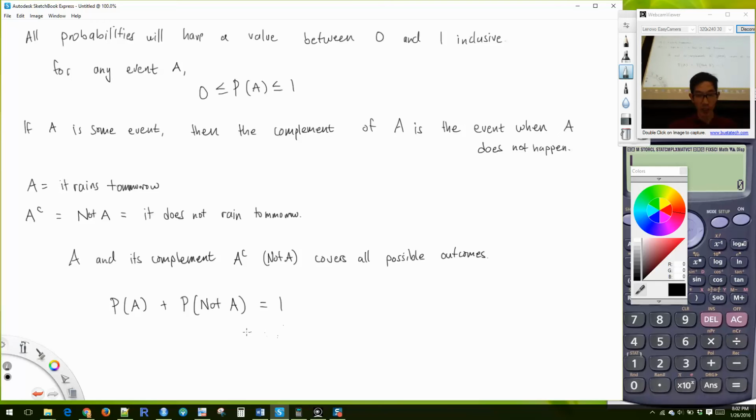And so another thing that we can take from this is that the probability of not A is equal to 1 minus the probability of A. So if the probability that it rains tomorrow is 20% or 0.2, the probability that it doesn't rain would be 0.8, or 80%. If there's a 20% chance of rain, that means there's an 80% chance of not rain.